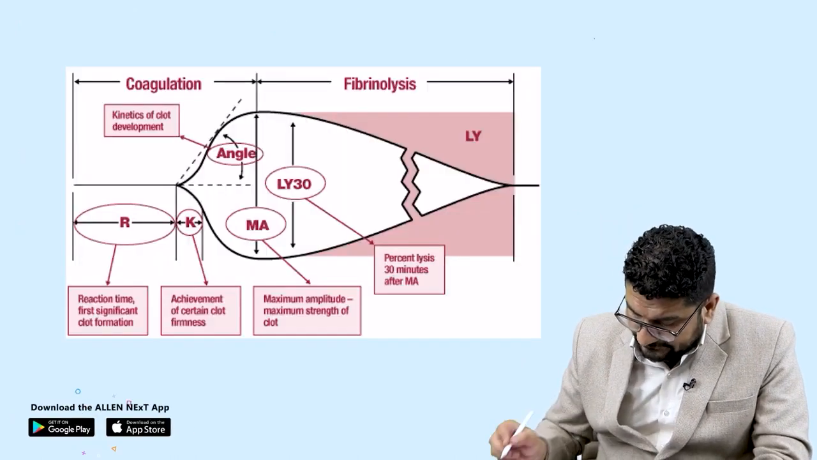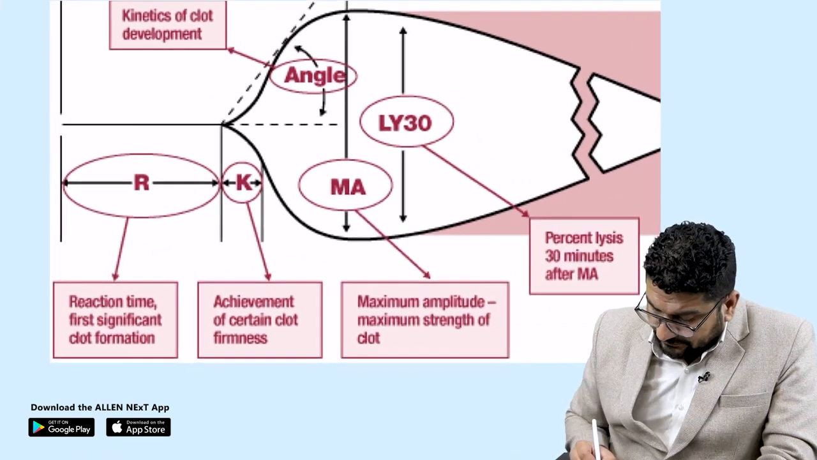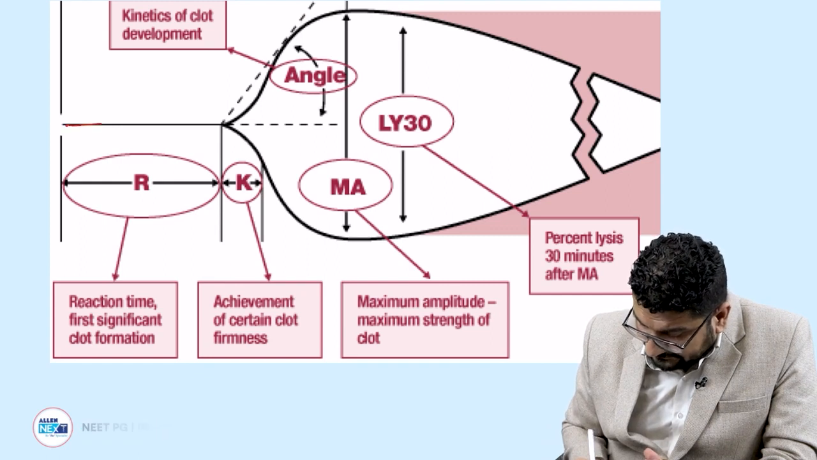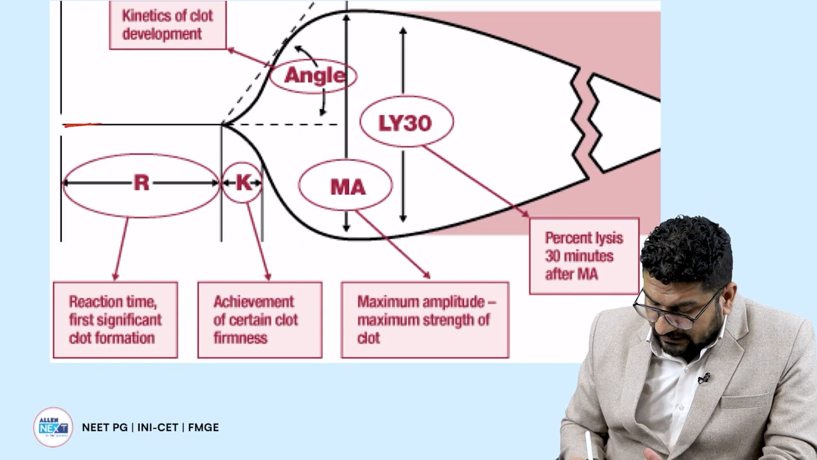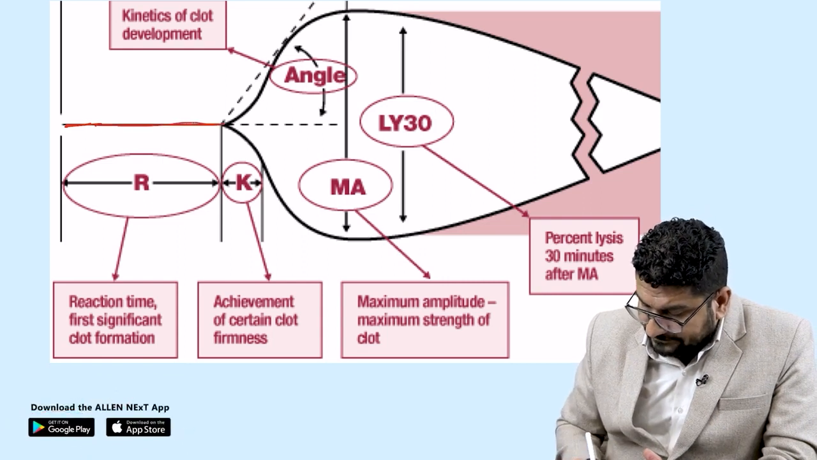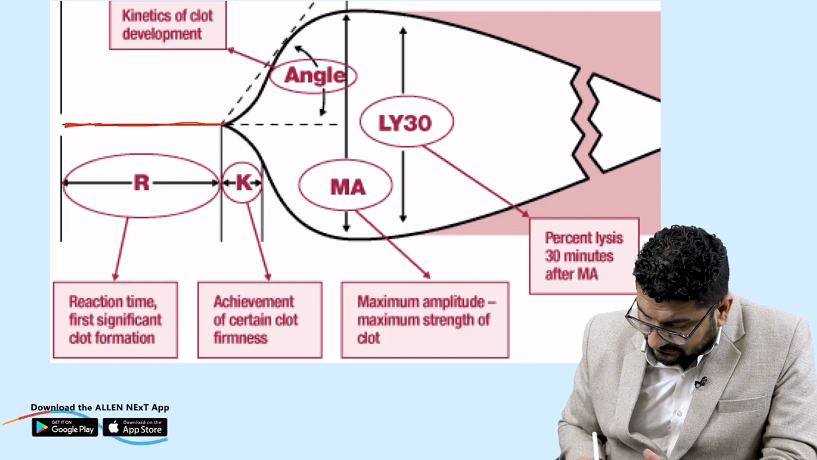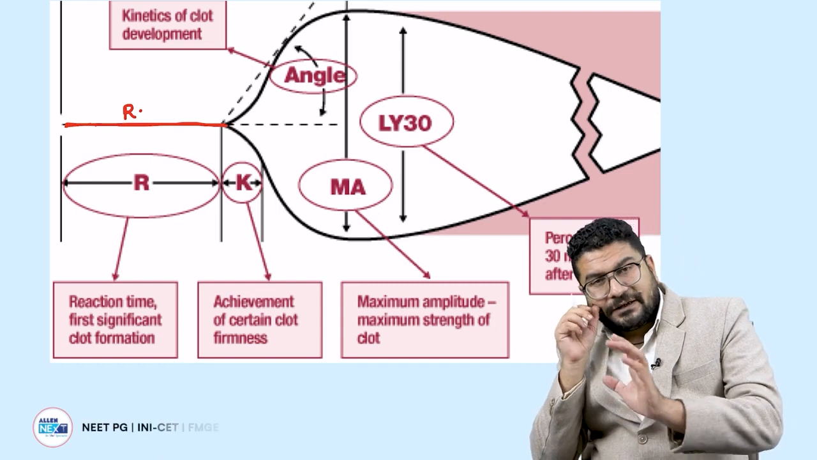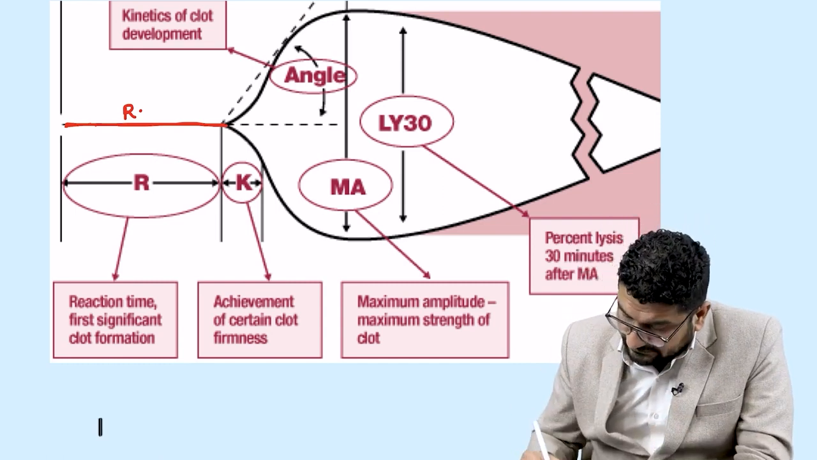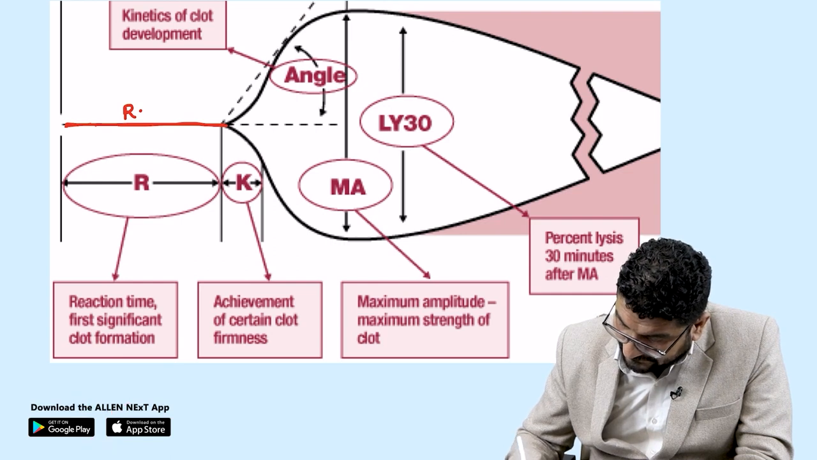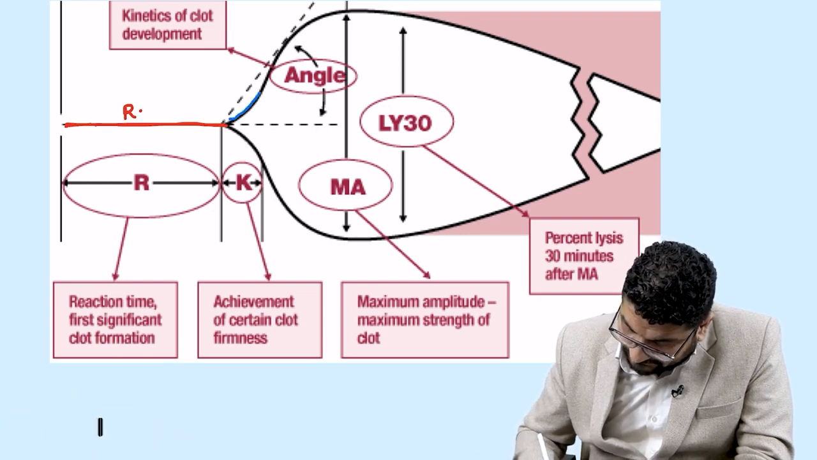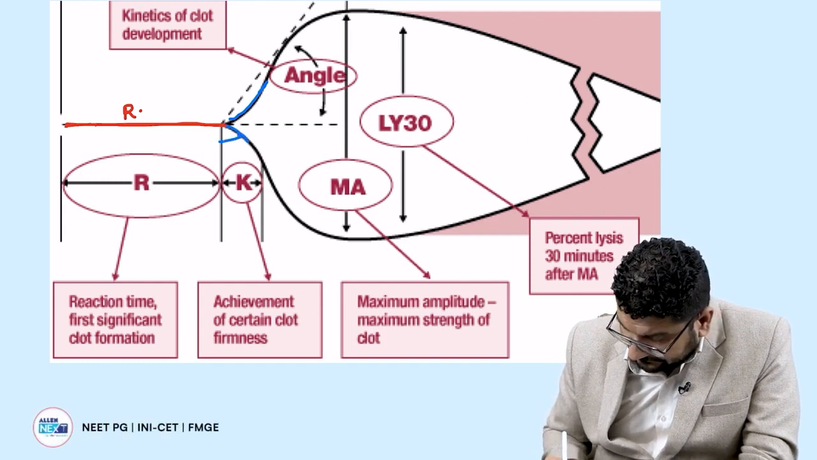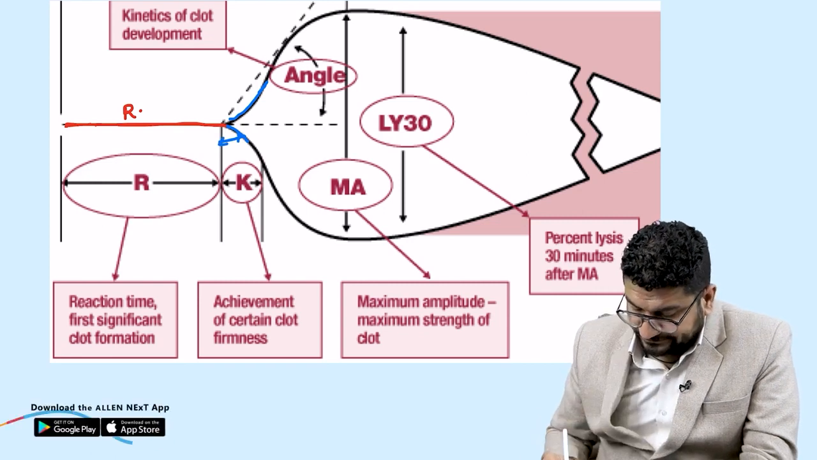So just try to understand this. The first time I am telling you is reaction time. So this time is reaction time. If I shade this, this time means the time for initial clot formation. This time is what we call R time. This is R, right? Then I told you a particular level of firmness is seen. So this particular level of firmness is achieved, and this duration is called K time.